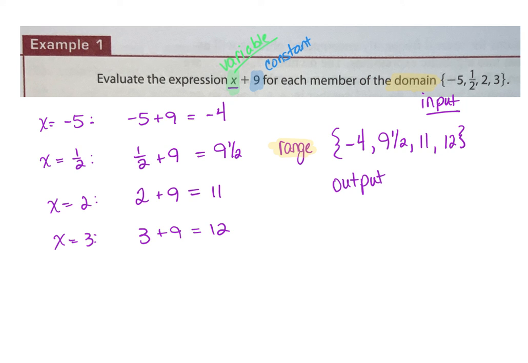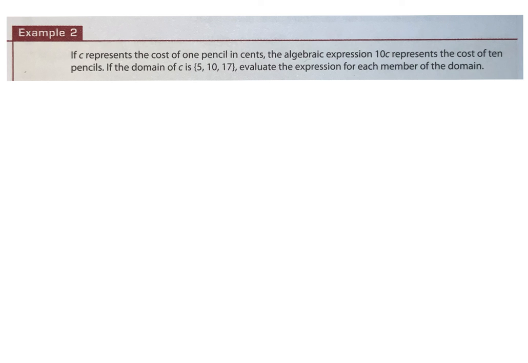Domain is the number of inputs. Range is what I found when I plugged in for my variable and solved. All right, let's look at example 2.